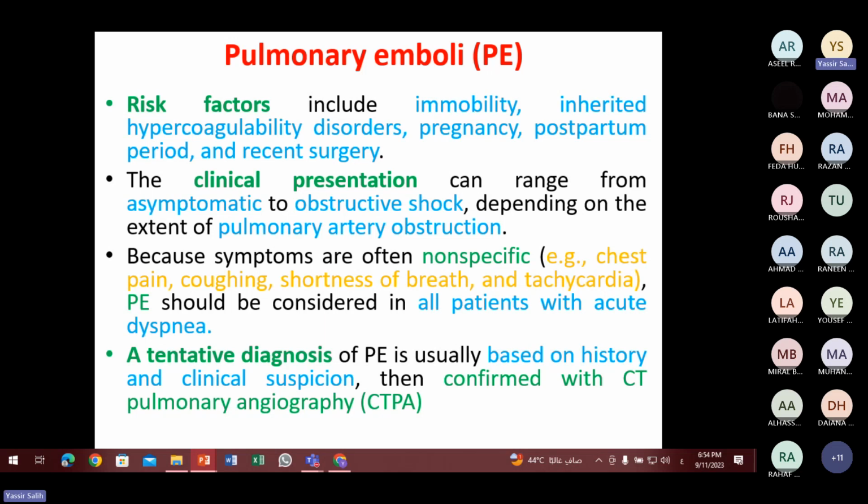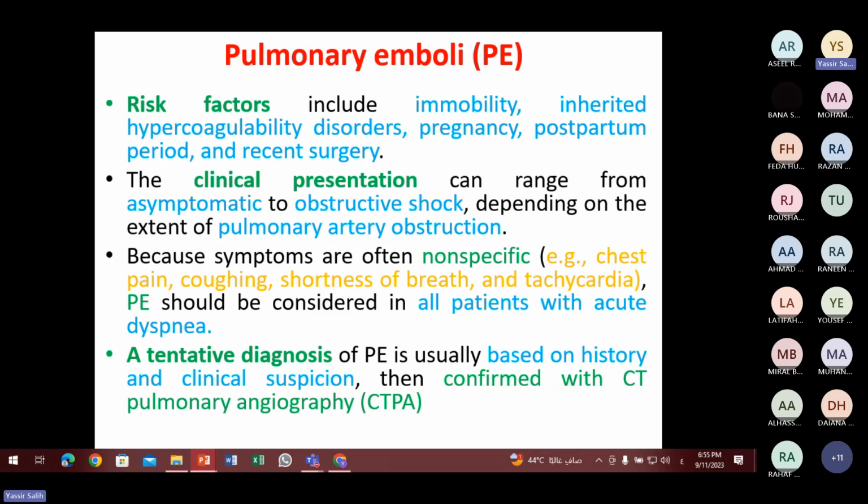How to confirm this by imaging? Ultrasound, yes. Which type of ultrasound? What's the technique? Doppler. Yes, Doppler ultrasound is the most sensitive imaging technique to demonstrate this DVT.